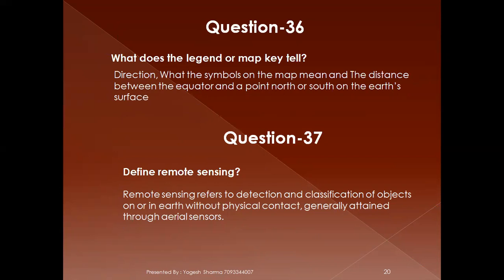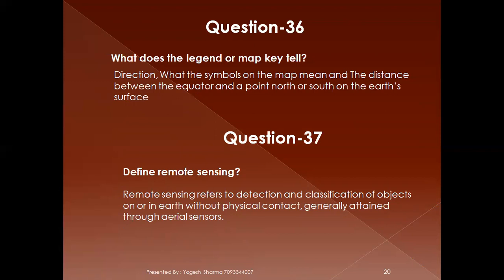Define remote sensing. What is the meaning of remote sensing? Remote sensing refers to detecting and classifying objects on or in Earth without physical contact, generally through aerial sensors. As the word itself mentions remote, we are doing something remotely. It means without physical touch. If I can get information about something without physical touch, that is called remote sensing.